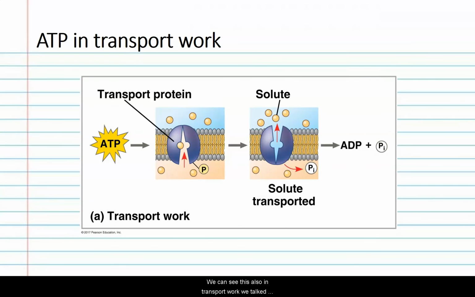We can see this also in transport work. We talked about our sodium-potassium pump in our last chapter. In the sodium-potassium pump, it's the same thing. You take the phosphate group from ATP, you temporarily attach it to the pump, and then you pull that phosphate group off the pump, and that provides the energy necessary for transporting solutes from one side of the membrane to the other against their gradient.